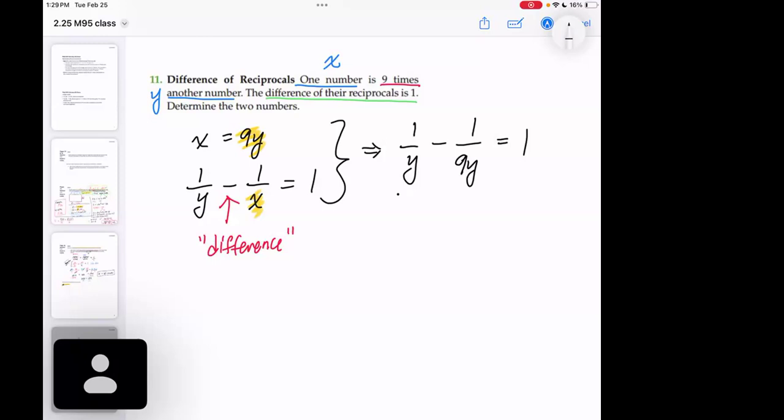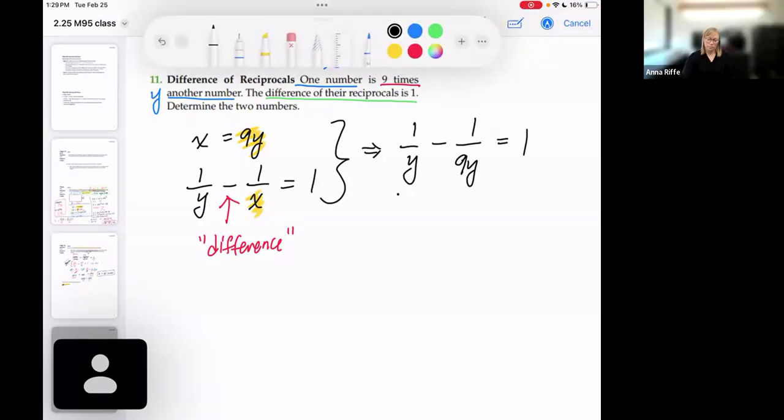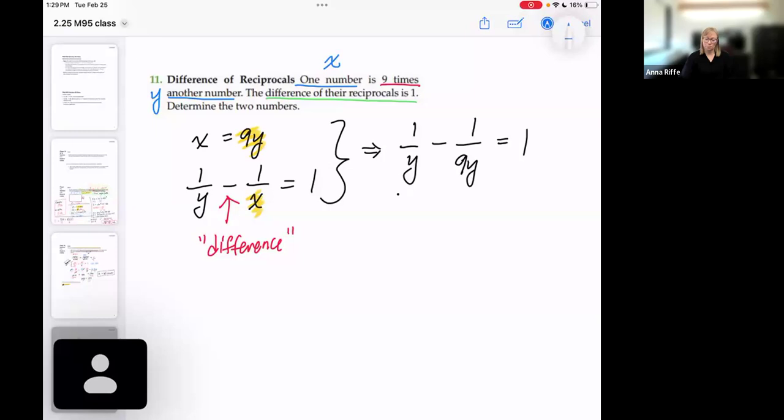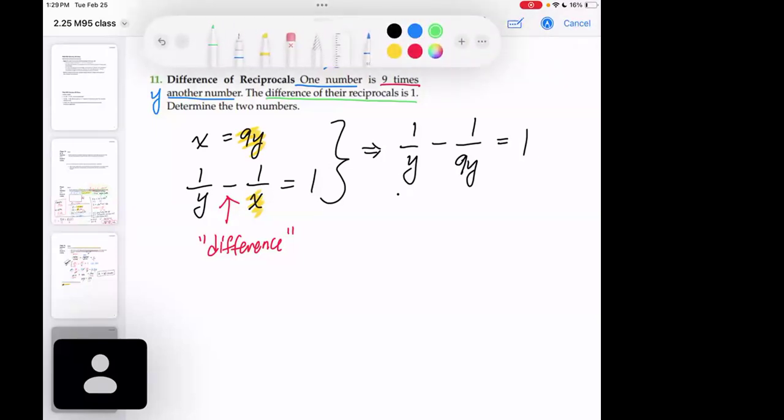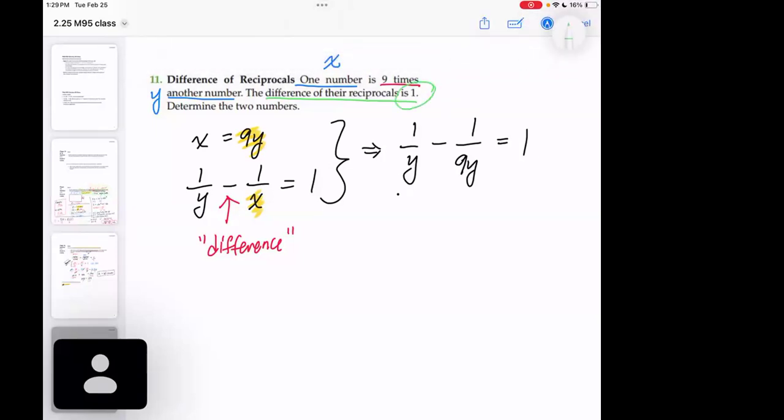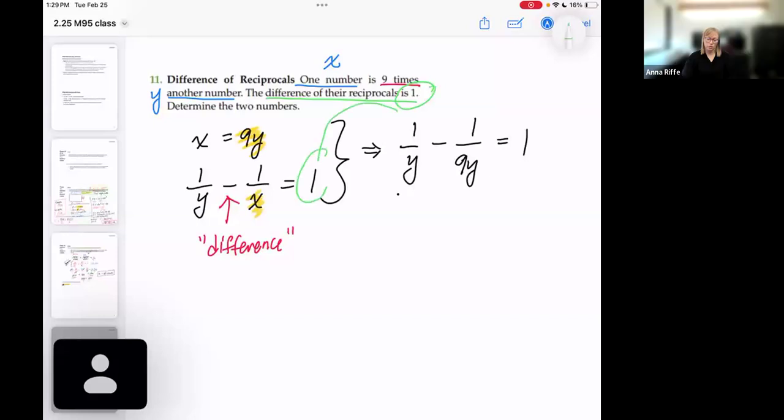That's a great question. So 1 is the reciprocal, right? We're told that the difference between the reciprocals is equal to 1. That means that if I subtract one reciprocal from another, I should get 1. So that's where the equals 1 came from.